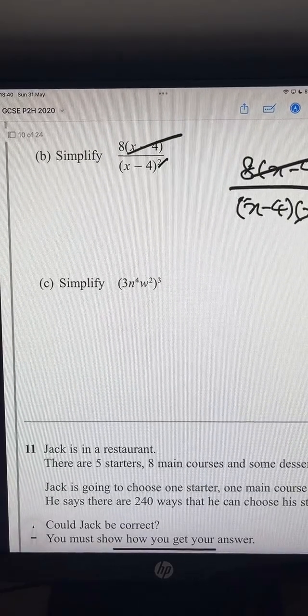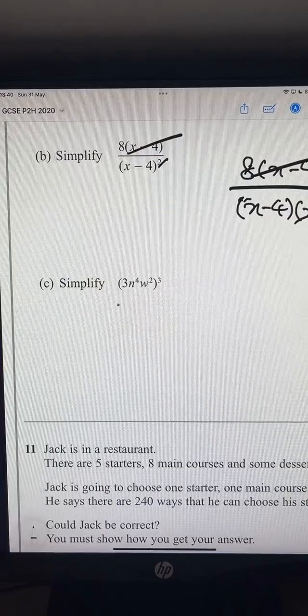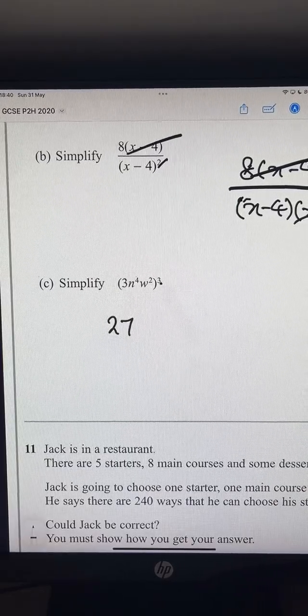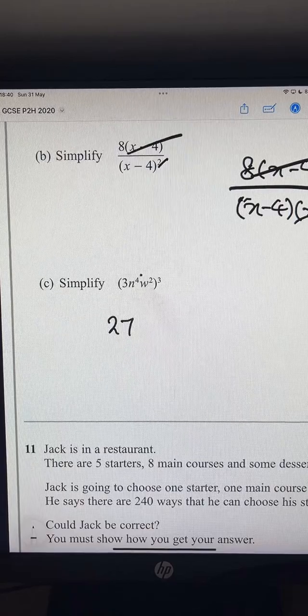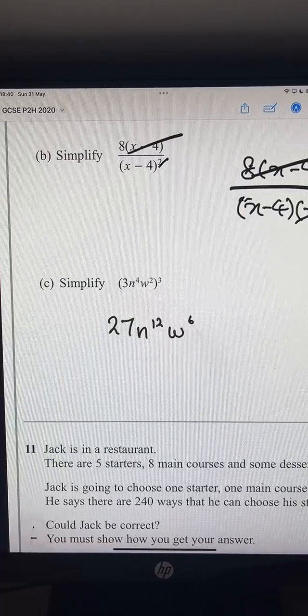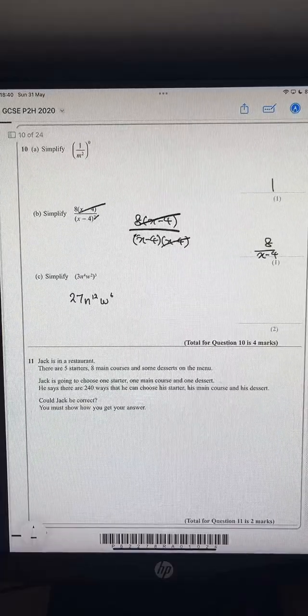So I'm going to just zoom in for you. 3 cubed is 3 times 3 times 3, which is 27. N to the power of 4 cubed. If you've got a power and you're raising it to a power, you multiply those numbers. So 4 times 3 is 12. So that's n to the 12. And then w squared cubed is w to the 6, because 2 times 3 is 6. So this is your answer.